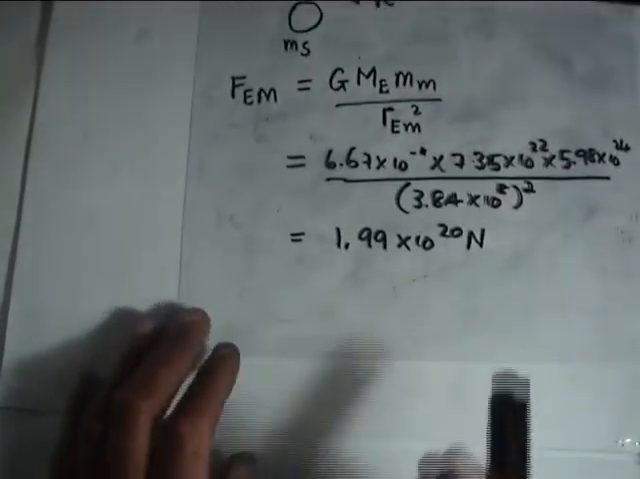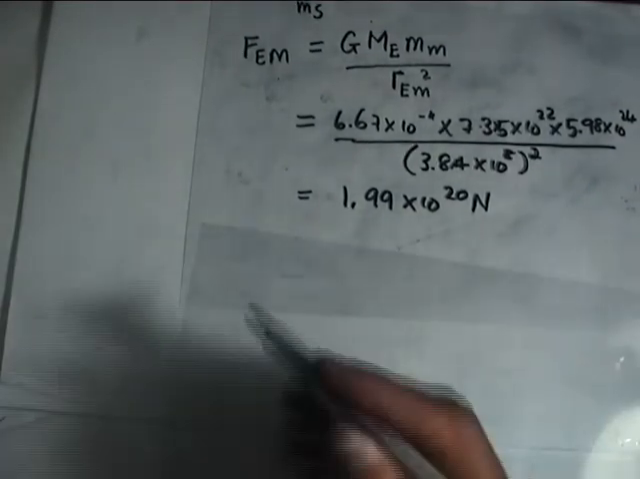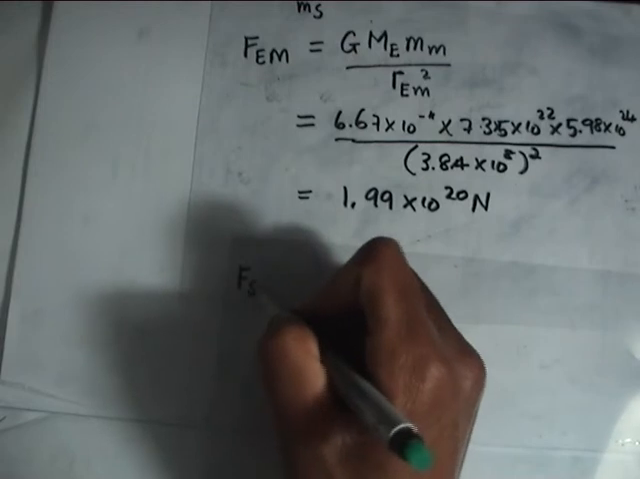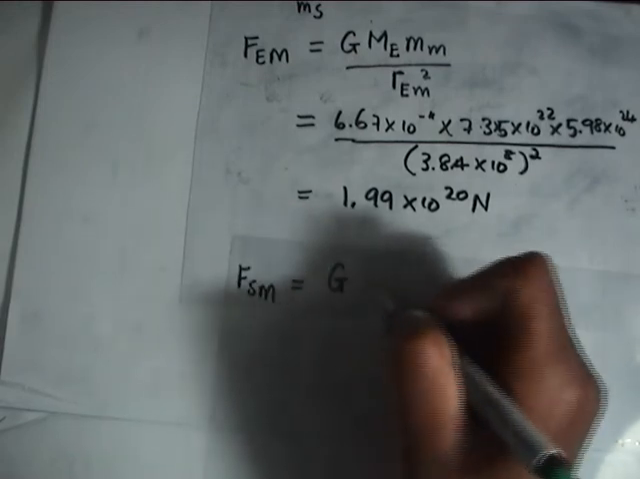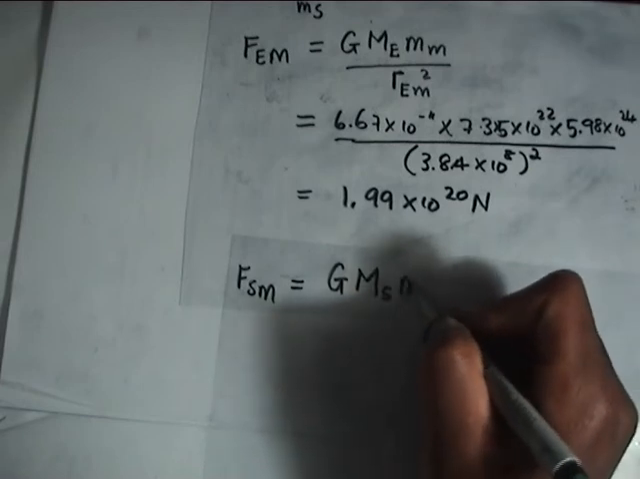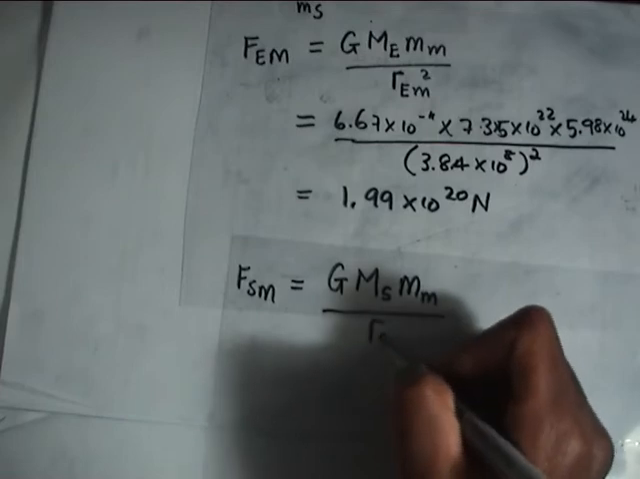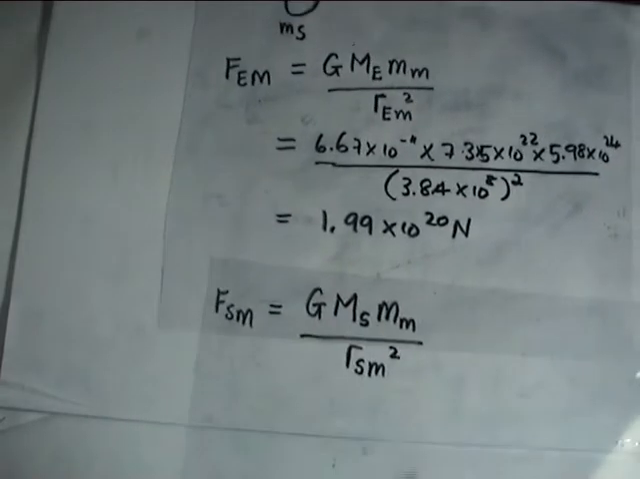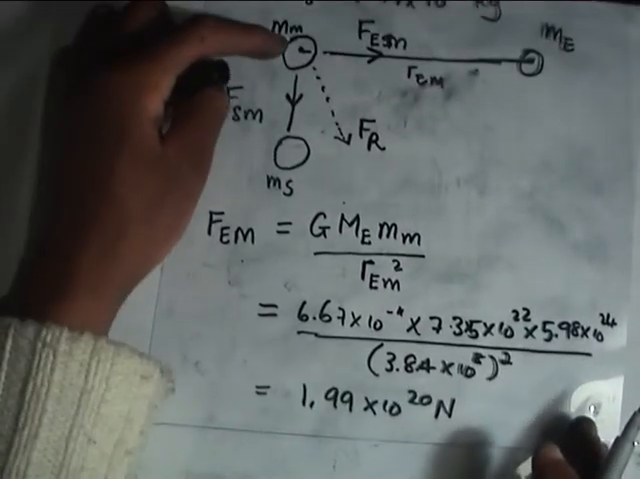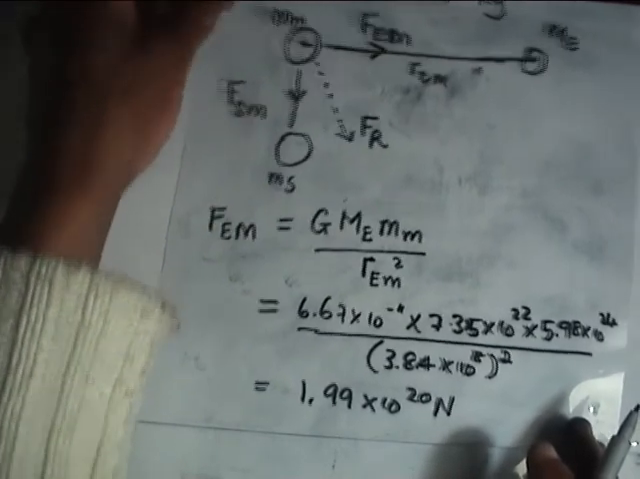Listen. So now let's calculate FSM. We are going to do it the same way. FSM is calculated as G, the first mass concerned is the mass of the sun, the second mass concerned is the mass of the moon, over the distance RSM squared, RSM being the distance between the center of the moon and the center of the sun. So that's what we are going to consider now.